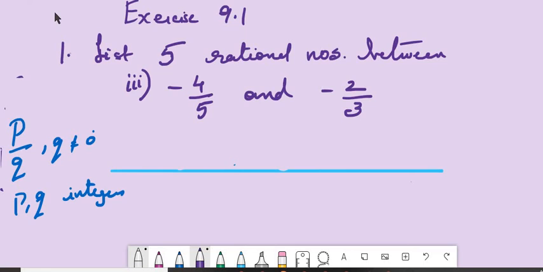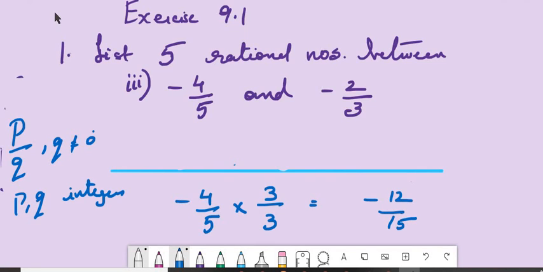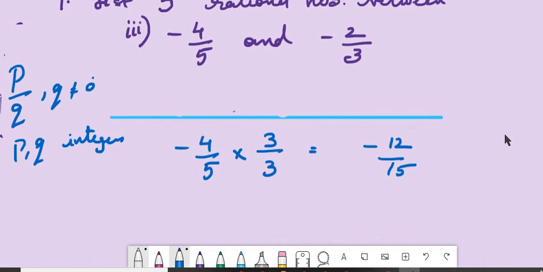Now let us equate the denominators as we always do, even in the case of fractions. So let us multiply minus 4 by 5 by the denominator of the other number, 3 by 3, which is equal to minus 12 by 15. Similarly, minus 2 by 3 can be multiplied by 5 by 5. So this is minus 10 by 15.